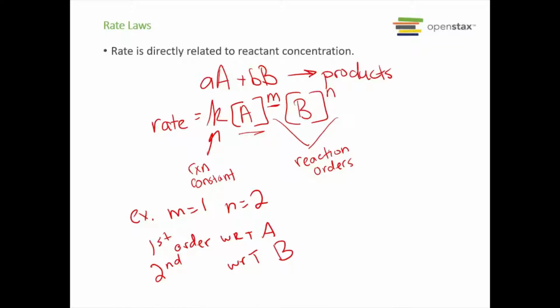The overall reaction order is the sum of the exponents. Okay, so it's m plus n. In this example, it's 1 plus 2, so it has an overall reaction order of 3.